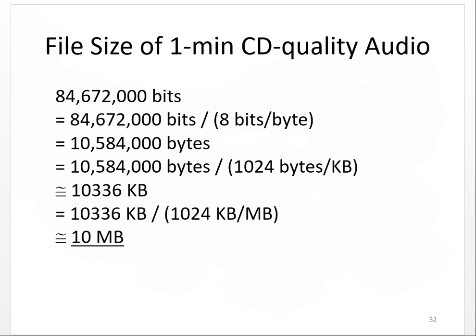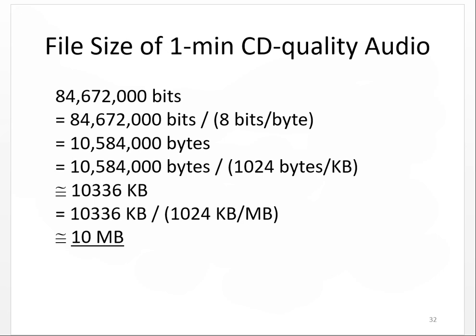So we have the number of bits, 84,672,000. Now we are going to take bytes, and you know a byte is 8 bits. So we are just converting bits into bytes. The simple thing is to divide by 8, because 1 byte is equal to 8 bits. Dividing, we get 10,584,000 bytes.